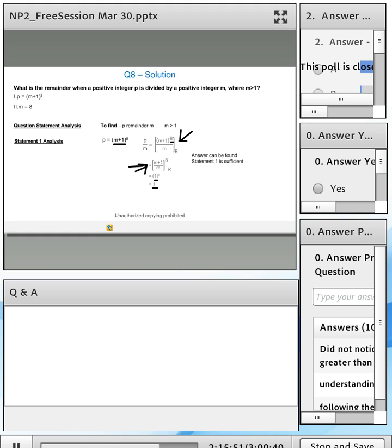So you can answer this question from statement 1. So now your potential choices are choices A and D.